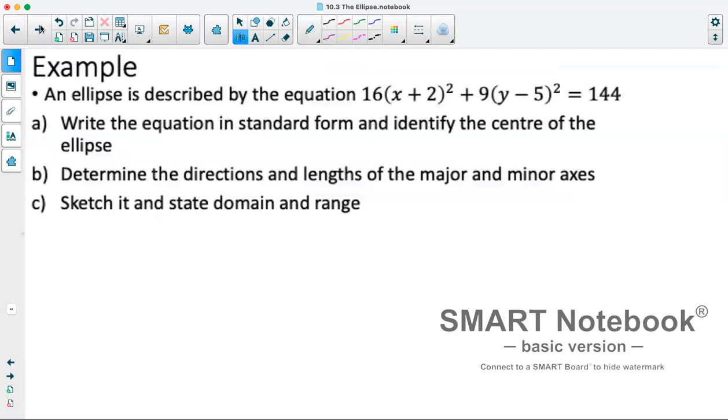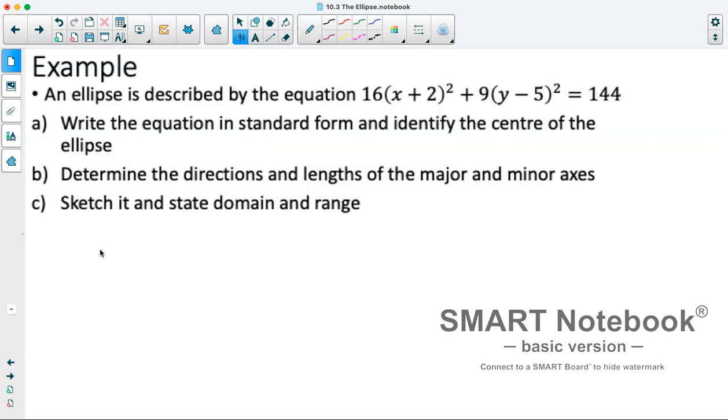So we have this equation: an ellipse is described by the equation 16 times x plus 2 squared plus 9 times y minus 5 squared equals 144. We're going to write the equation in standard form and identify the center of the ellipse, determine the directions and lengths of the major and minor axes, and sketch out our graph stating our domain and range.